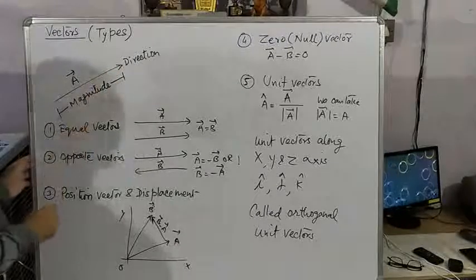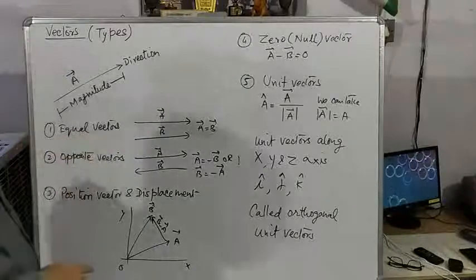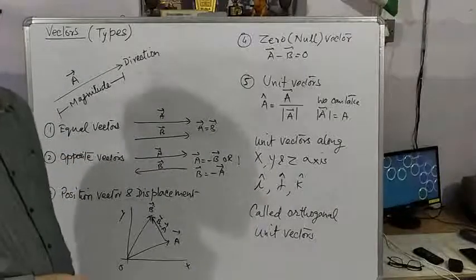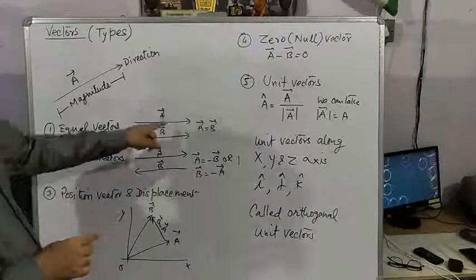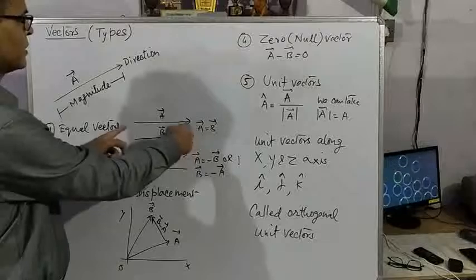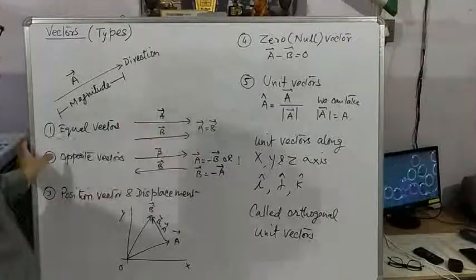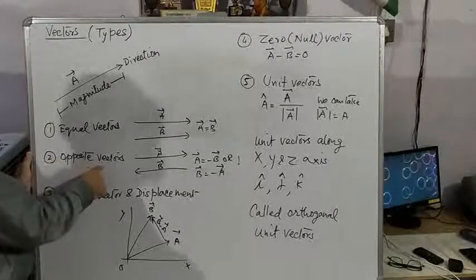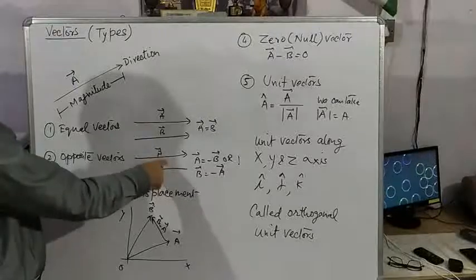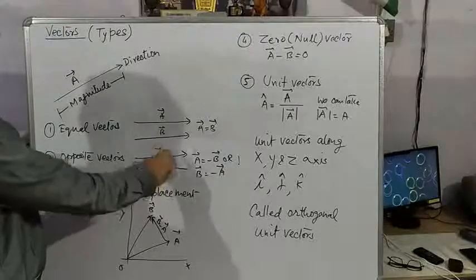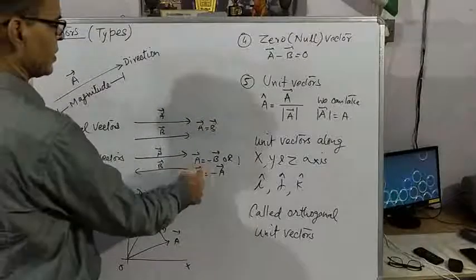Vectors are of different types. First, equal vectors. Students, vector is a quantity having both magnitude and direction. If two vectors are equal, so magnitude and direction both should be same. So A and B are equal vectors. Second is opposite vectors. In case of opposite vectors, direction should be opposite, but magnitude should be same. In such condition, A is equal to minus B or B is equal to minus A.